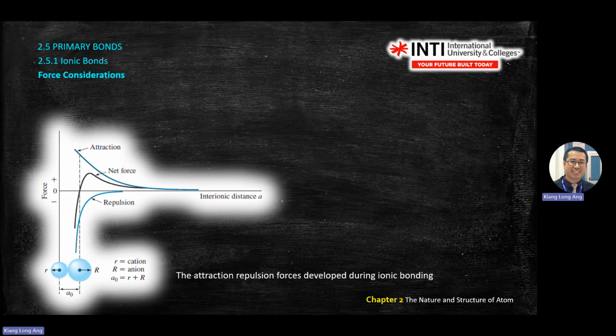In the question, normally it will give you, for example, the radius of Na equal to one number, and the radius of Cl equal to one number, in nanometers. Then you need to find a0, which is r plus big R. This is small r, this is big R, right?